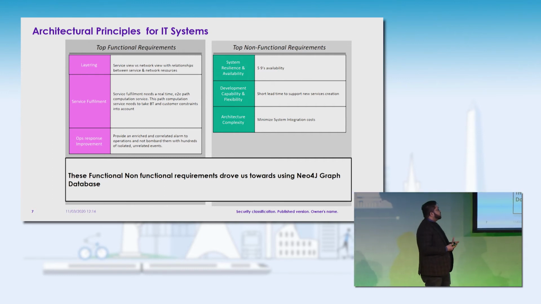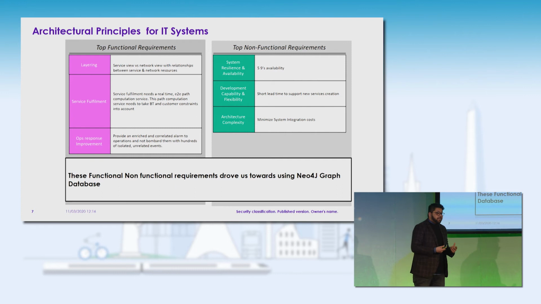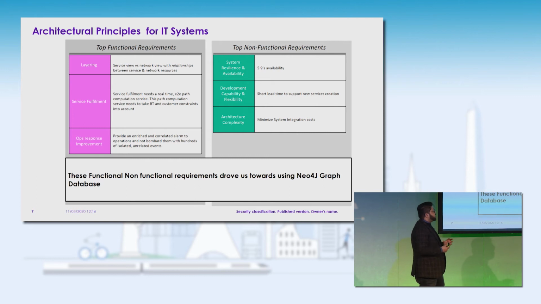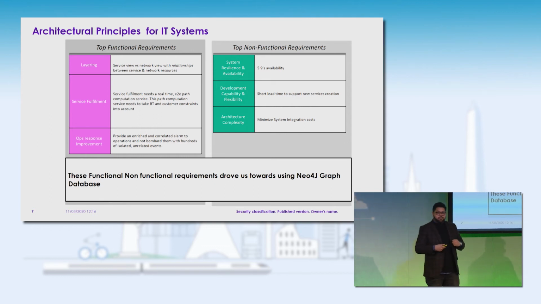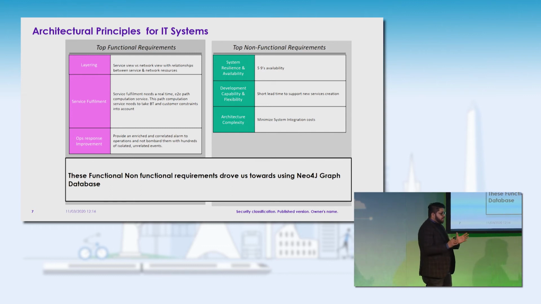The top non-functional requirements were obviously resilience and availability, which can be achieved in Neo4j. We wanted development flexibility. So we have mapped out a lot of use cases for Neo4j, and we wanted the ability to quickly deploy those services and functionalities on top of Neo4j. So kind of like a microservices architecture. And we wanted to minimize the system integration costs, and Neo4j allowed us to do that, right? Because that becomes a central inventory and the topology state, and you have fewer interactions in that scenario.